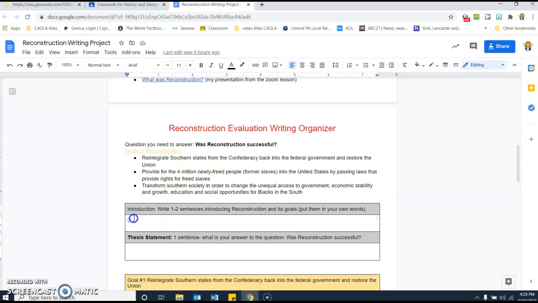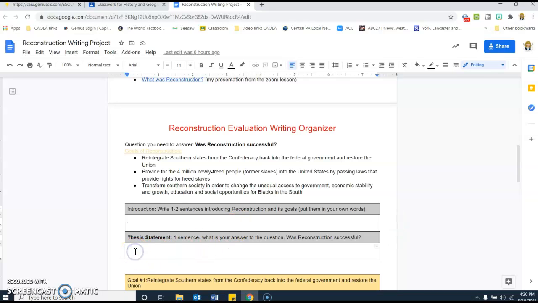So here, you're going to go in this box. You're going to type your introduction, tell me a little bit about when Reconstruction was, what it was, and its goals. You don't need to, obviously, put all three of them exactly as they are, but put them in your own words.